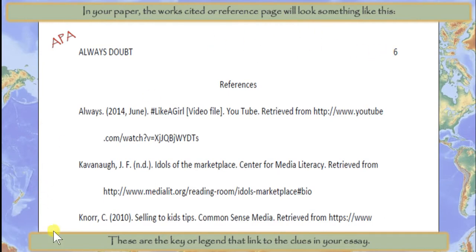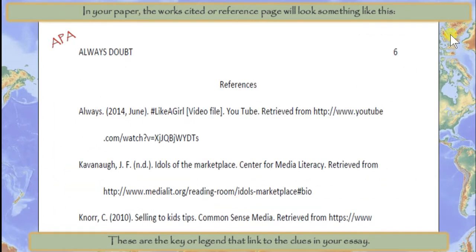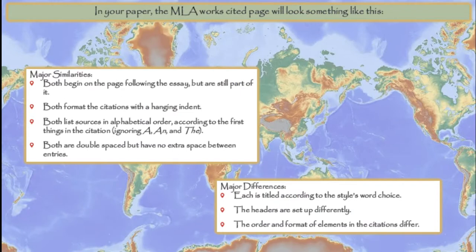So similarities, they both begin on the page following the essay, but are still part of it. You noticed here, this was page 6. Notice here, this is page 5. So it is not separate from your paper. If it's separate from your paper, it's like walking in naked somewhere and saying, well, no, I'm not naked. I have my clothes right here in my hand. No, doesn't work. You have to have your clothes on your body. Okay, so this works cited, this references page, it is important. It is part of your paper.